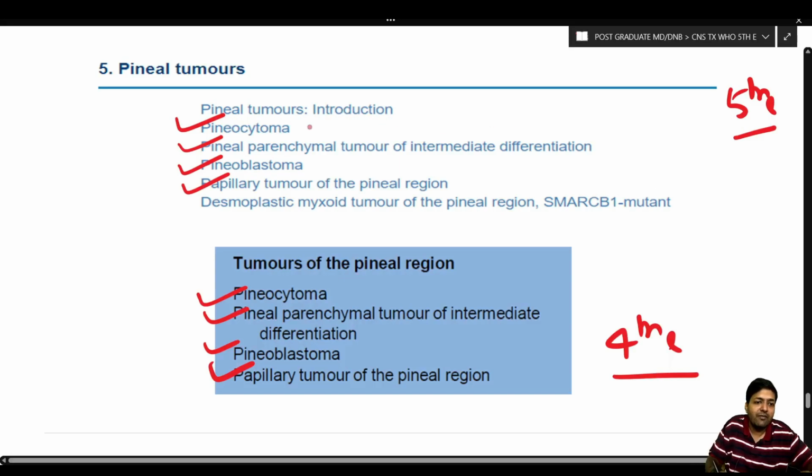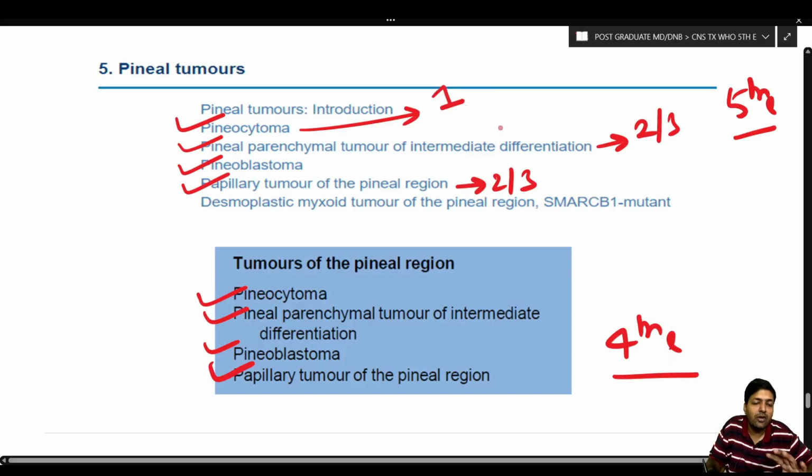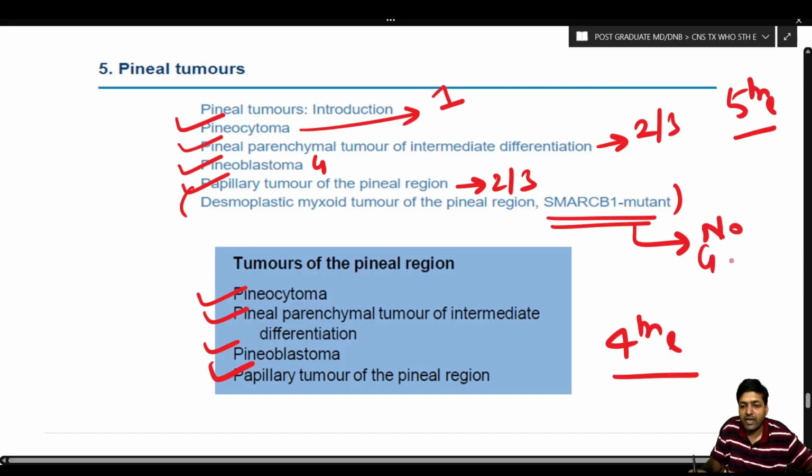Over here, this is graded as a grade 1 tumor. This is in between grade 2, 3. This is again grade 2, 3. We cannot use Roman numerals anymore; we have to write grade 1 like this, only Arabic numerals. Pineoblastoma is a grade 4 tumor. Whereas this is a new entity that has been introduced under the section of pineal tumor, that is desmoplastic myxoid tumor of pineal origin, SMARCB1 mutant, and this has no grade as of yet. No grade has been defined for this tumor.